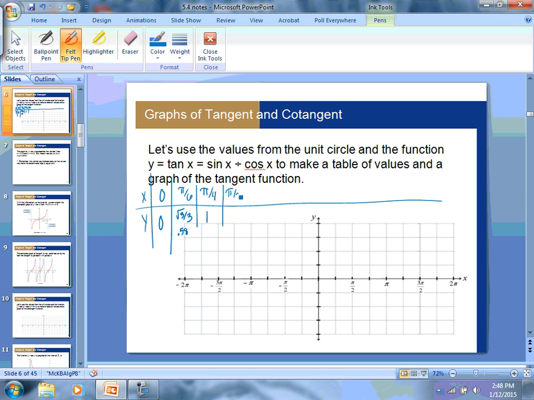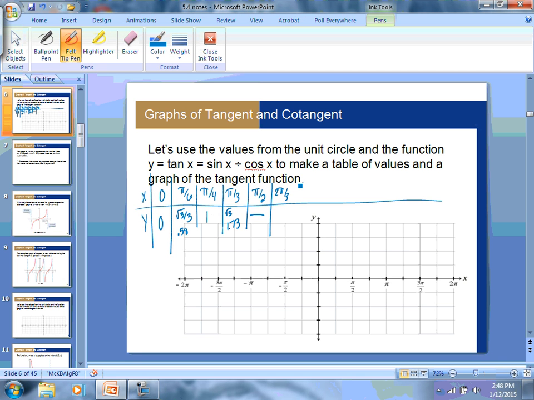At pi over 3, if I'm dealing with sine over cosine, then when I simplify that all the way down, I'm going to end up with the square root of 3, which is going to be 1.73. And then at pi over 2, the terminal point there is 0, 1. So that actually ends up being 1, 0 when I do sine over cosine. So that is undefined. If it's 1 over 0, that's undefined. And then I go around to 2 pi over 3. That would be my next section.